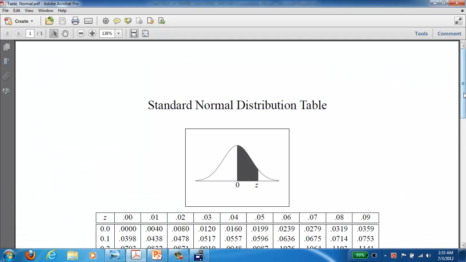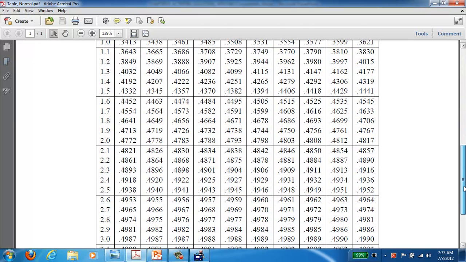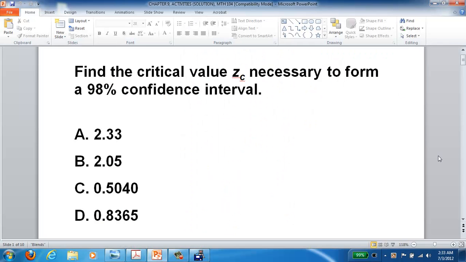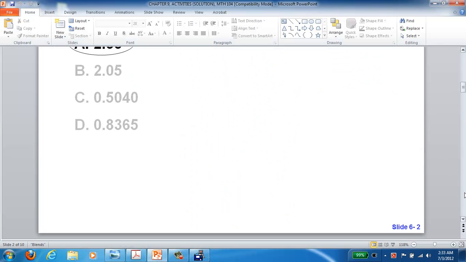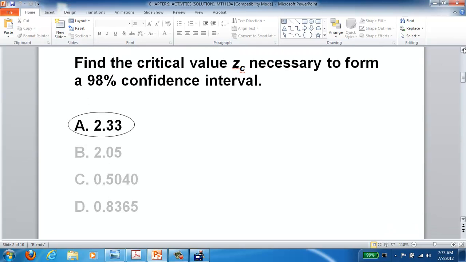And then we have to use the table of the normal distribution. So we have to go to the table for 0.49. As you can see, the closest is 0.4901 and this is 2.33. So the correct one is going to be A. So the critical value for a 98% confidence interval is 2.33.